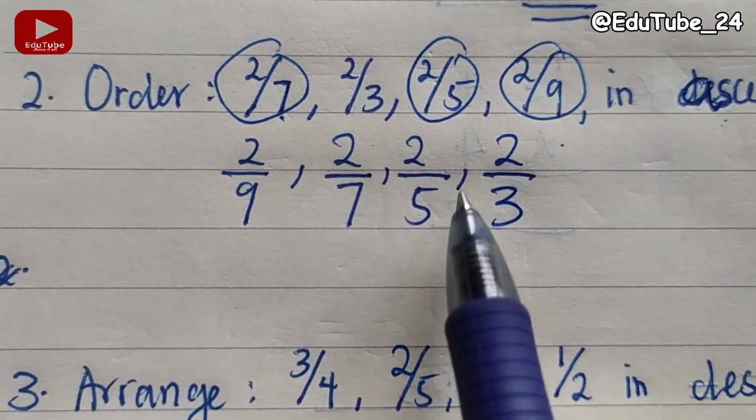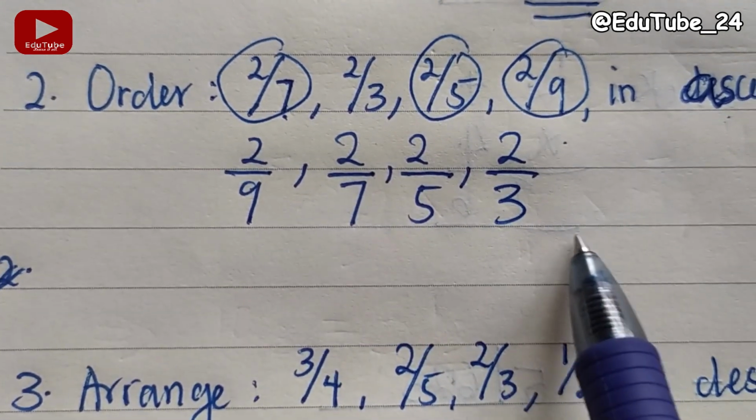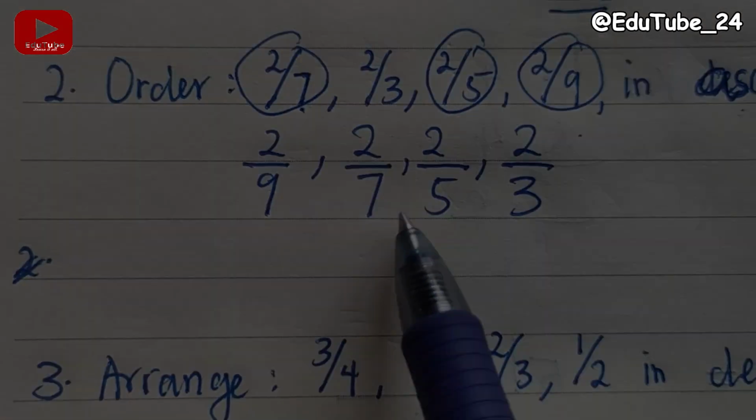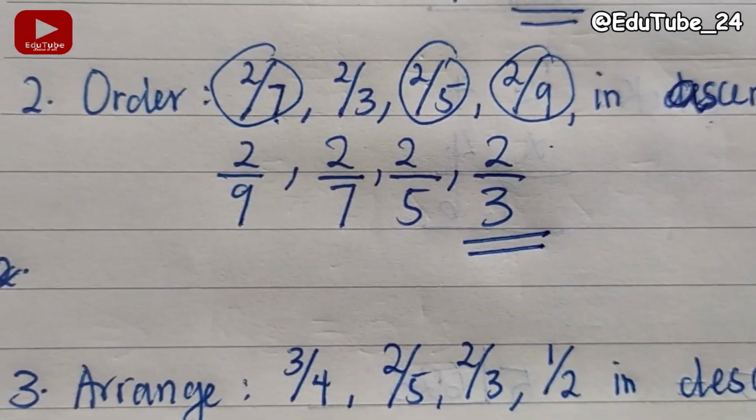As we said, when your numerators are all the same, that means the larger the denominator, the smaller the fraction will be. So that is that about example number 2.